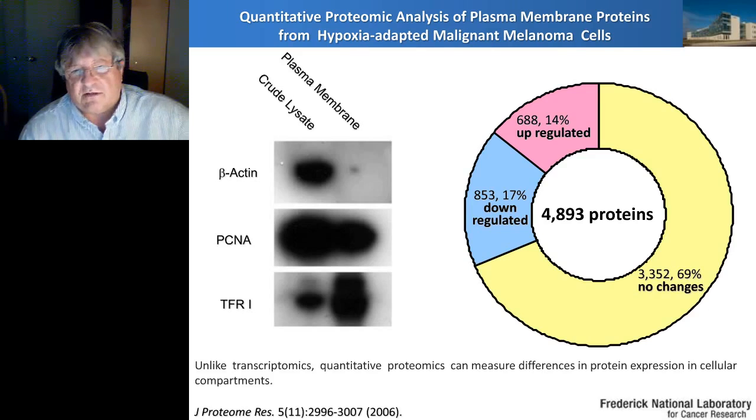In this particular study we also used O18 or O16 labeling to do the relative quantitation of changes in cell lines which are exposed to hypoxia, and we were able to identify about 5,000 proteins there. Of those, about 700 are upregulated and 800 downregulated, and 3,000 proteins show no change in our study.